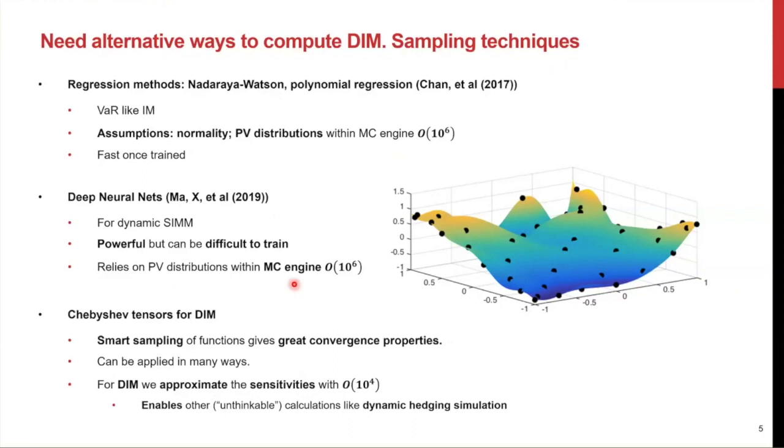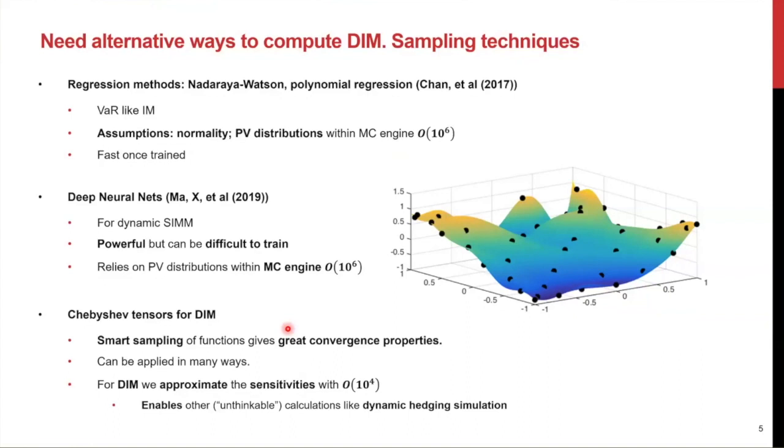And finally, we get to Chebyshev tensors. Now, Chebyshev tensors, as well as the other two techniques, are sampling techniques. But one thing that distinguishes this technique is that it has to evaluate the function in very specific points. That's what we call smart sampling. And the idea is that if you sample functions in specific points, then you get really good mathematical results in terms of convergence towards the function. I'll go into the details of that in due course. I'll explain all about that, but this is something important to bear in mind.